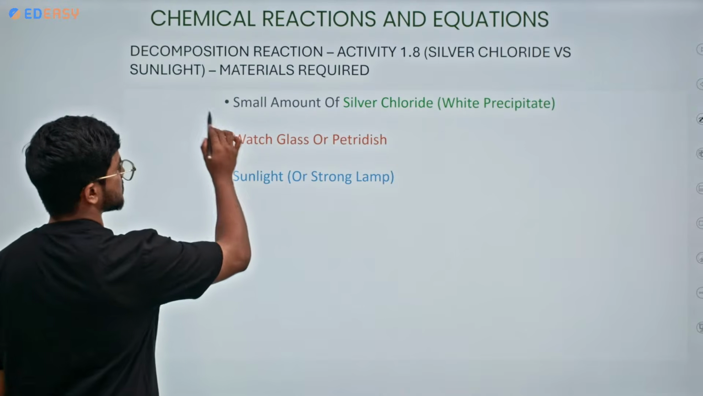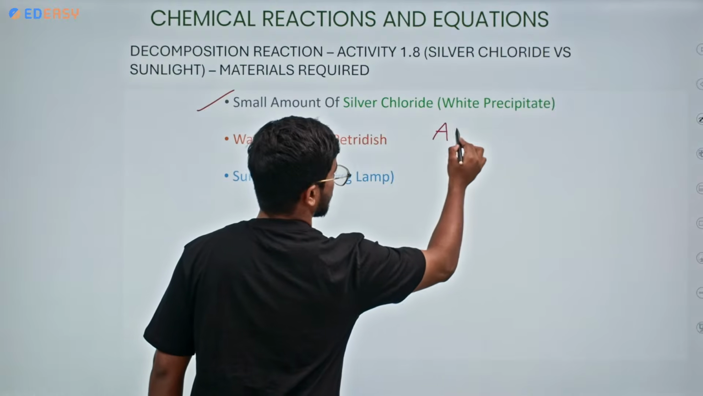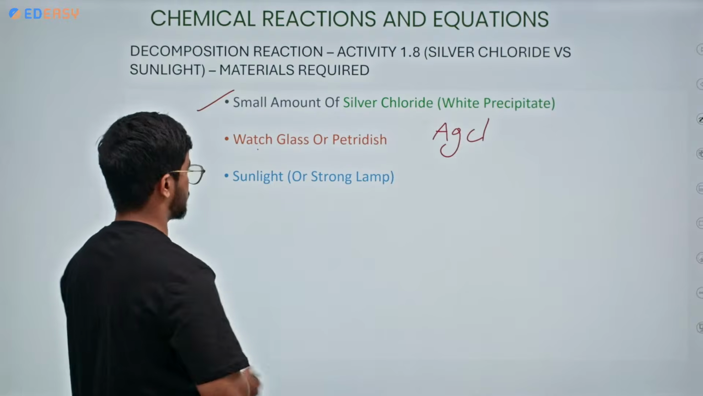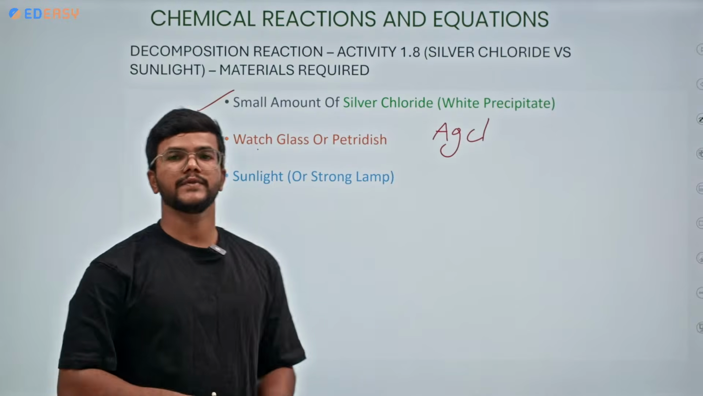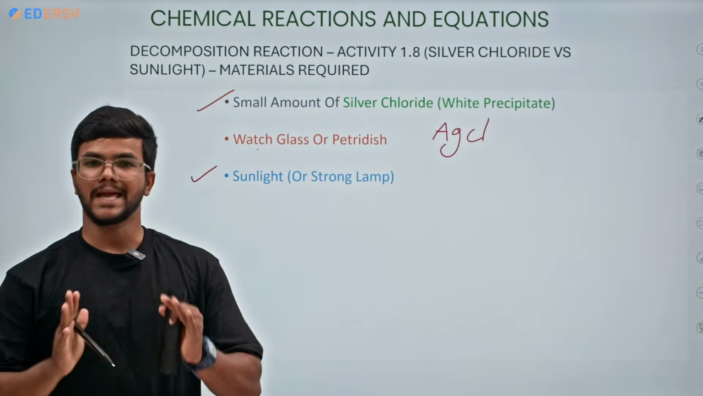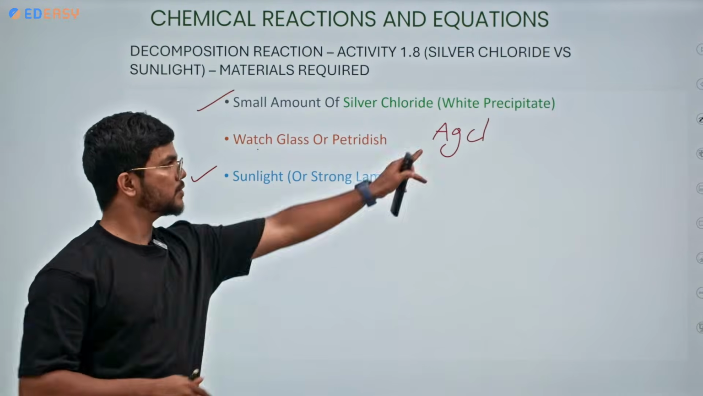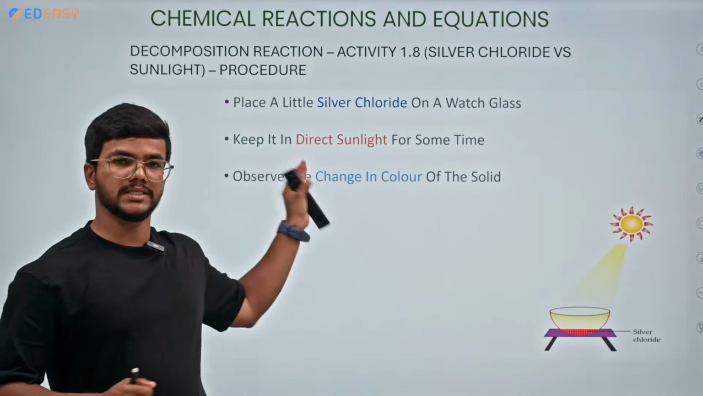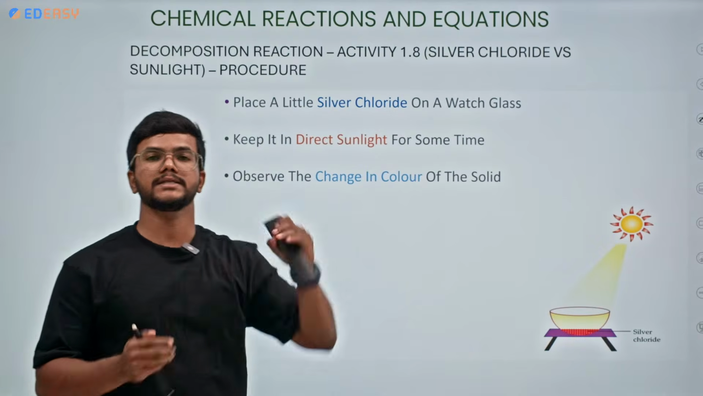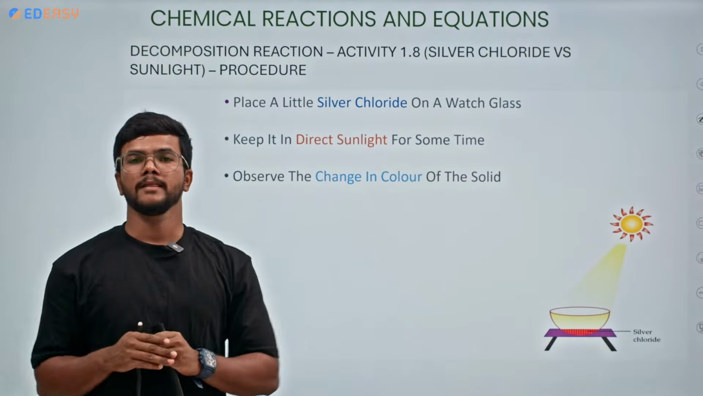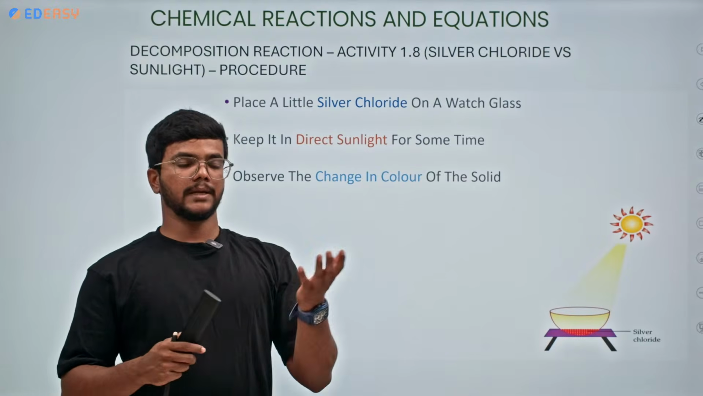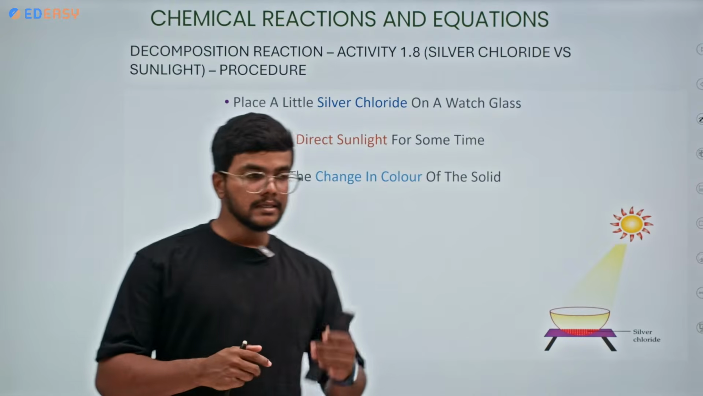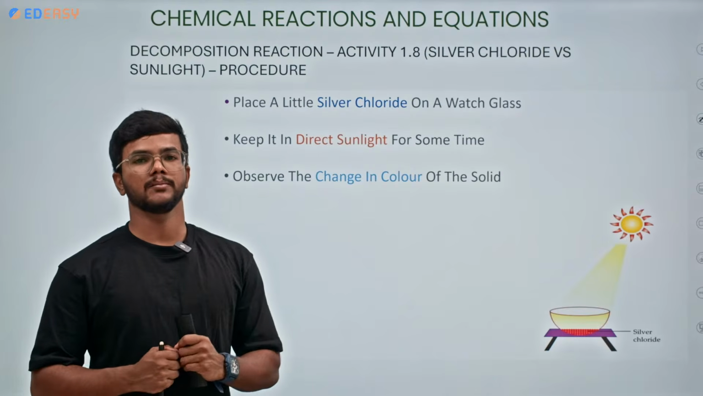What are the materials required for this? Silver chloride, with the formula AgCl, a watch glass, which we can replace with a petri dish, and sunlight. If there is no sunlight, we can take a sodium lamp. When AgCl is kept in the petri dish or watch glass in the sunlight, it starts its reaction. This reaction is called photolytic decomposition.